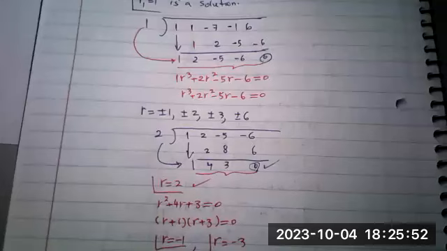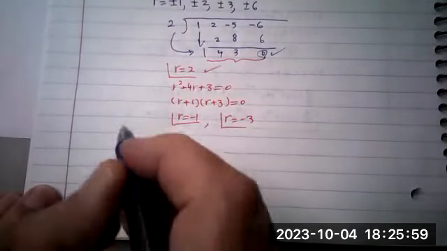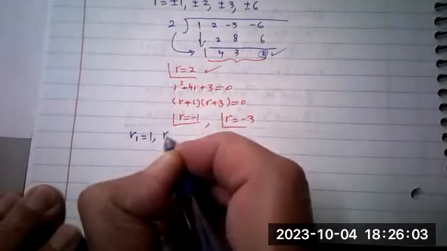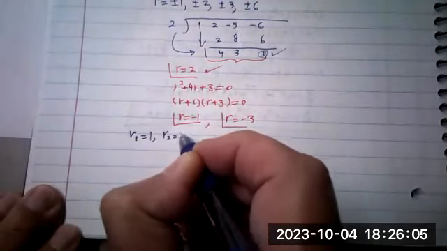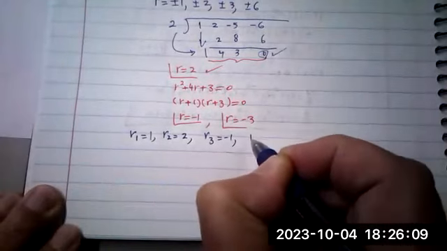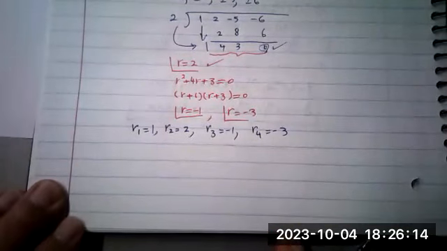So list your 4 solutions. There are 4 distinct solutions. The solutions are, if you like, R1 equal to 1, it doesn't matter how you name it. R2 would be 2, R3 would be -1, and R4 would be -3. They are all distinct solutions.